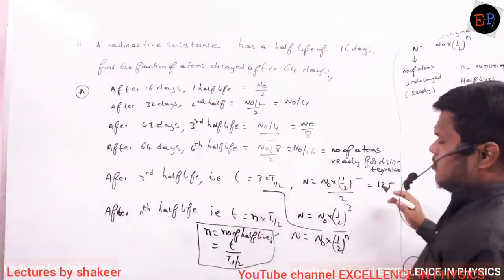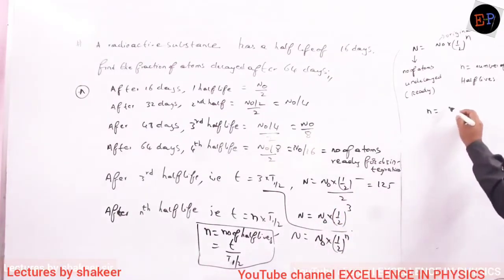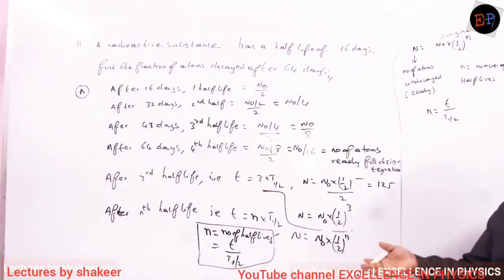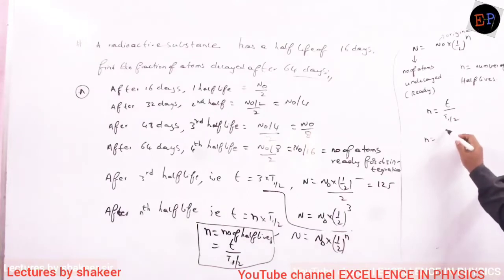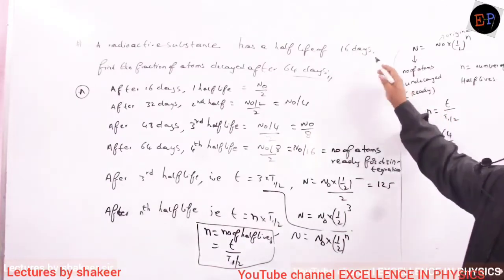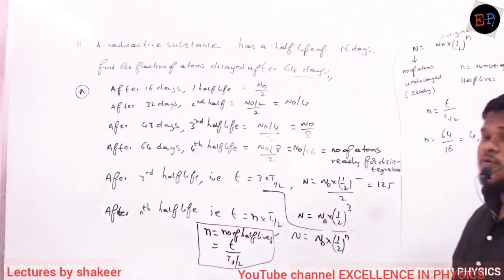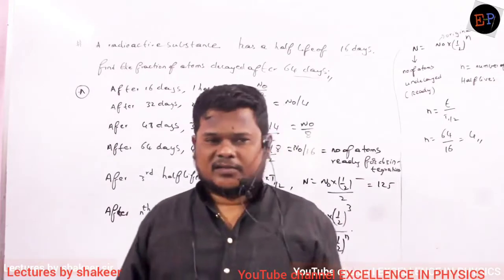So 1 half-life, 2 half-lives, 3. How many half-lives are gone? And what is the equation to calculate n? Total time divided by time taken for 1 half-life. All this we have done previously. What is the total time he gave? 64 days. And the time taken for 1 half-life is 16. So 64 by 16 is how much? 4. It means 4 half-lives have gone. 4 half-life అయిపోయినాయి అని అర్థం.